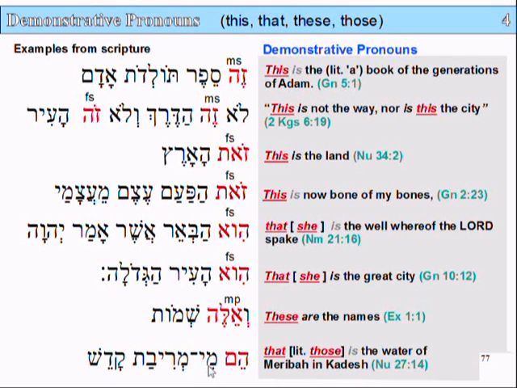Him may miravat Kadesh. That is the water of Meribah and Kadesh. Meribah means the place of grievance, and Kadesh means place of sanctification. Kadesh. It's the last place it is. It's on Edom's border. So if you want to deal with Edom, you have to go through the place called Kadesh or Kadesh Barnea. Kadesh is a place of holiness.